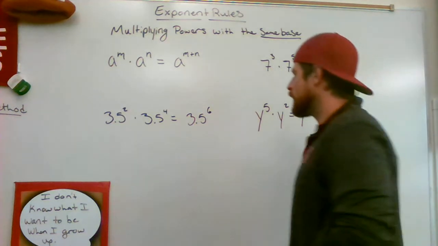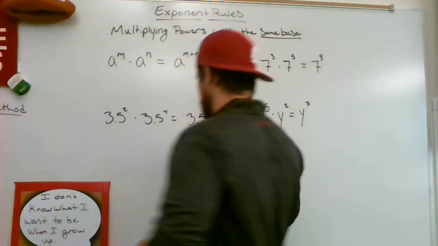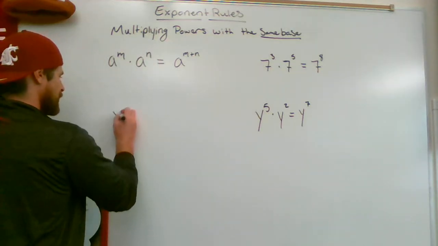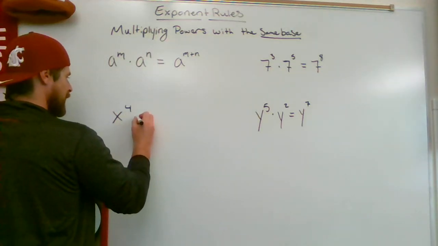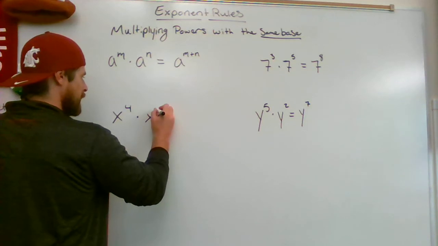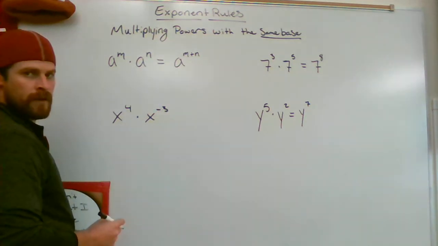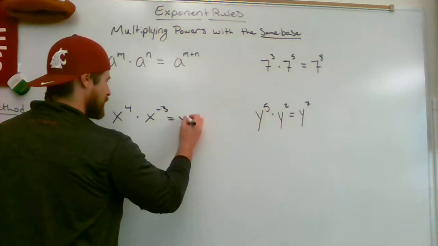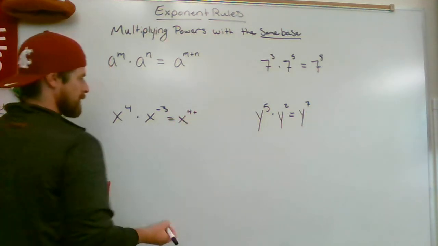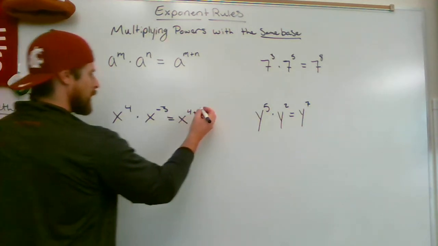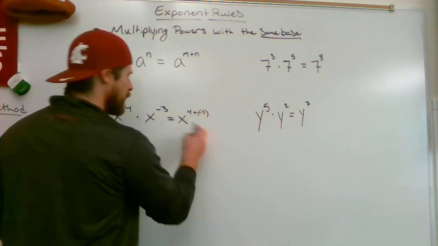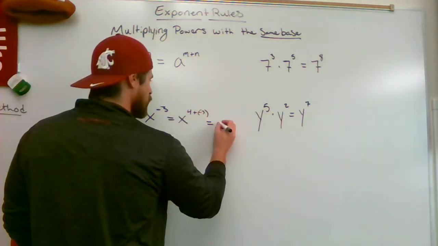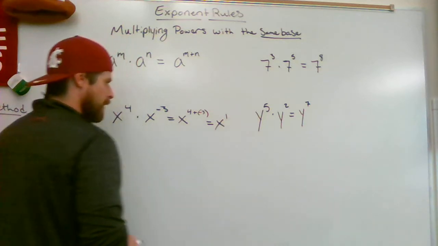All right, what if I were to throw a negative exponent in there? What would you do then? Let's say x to the 4th times x to the negative 3rd. I want you to write out what that actually means. What that means is x to the 4 plus, you're adding these, 4 plus negative 3. You're adding a negative, so you're really subtracting. You would get x to the 1st power.